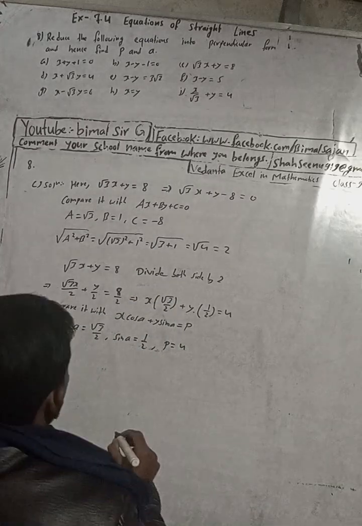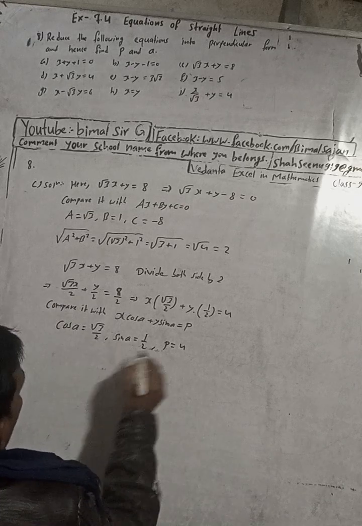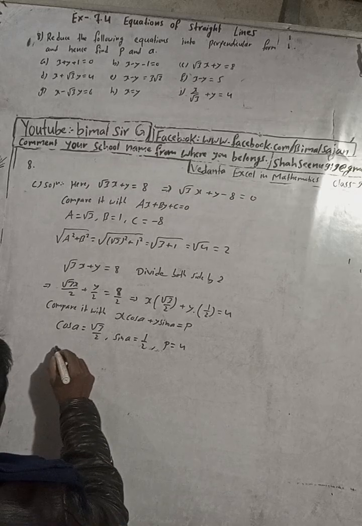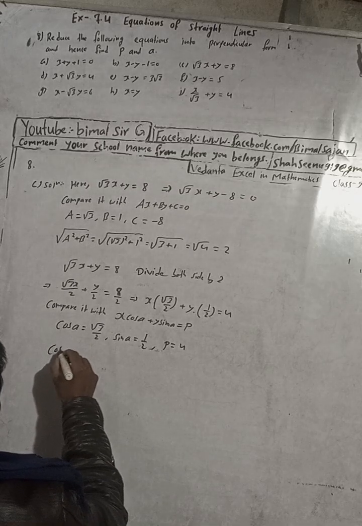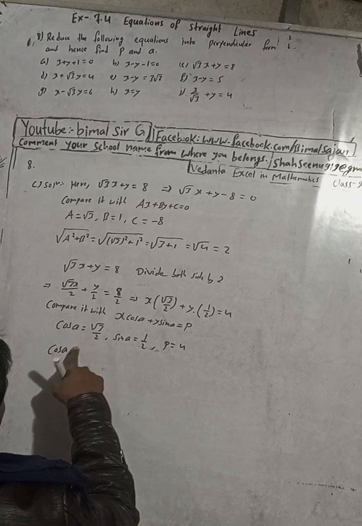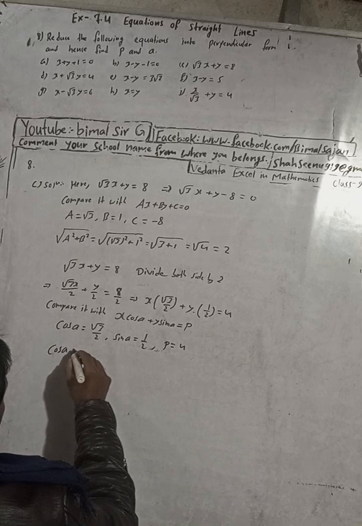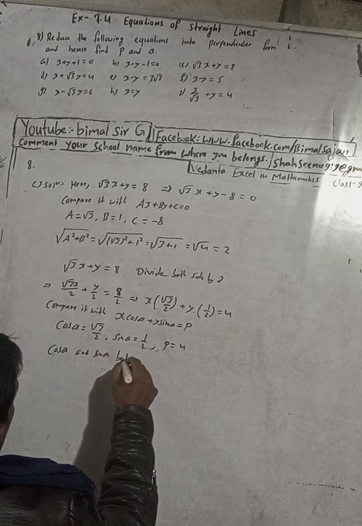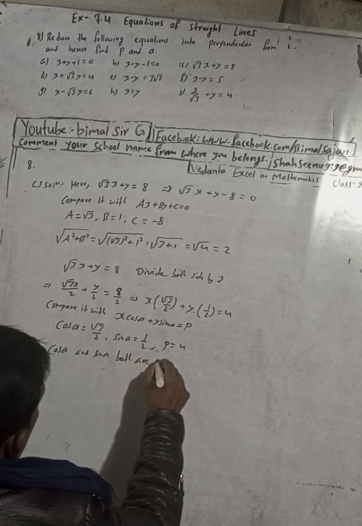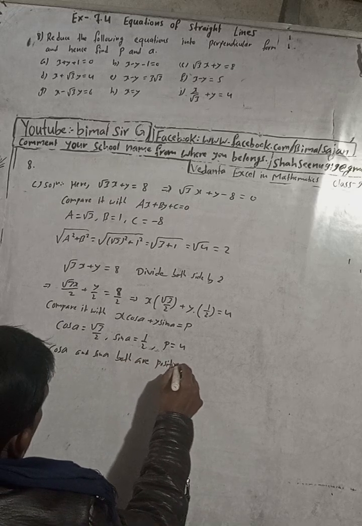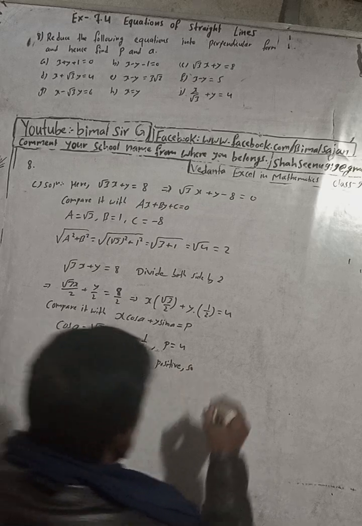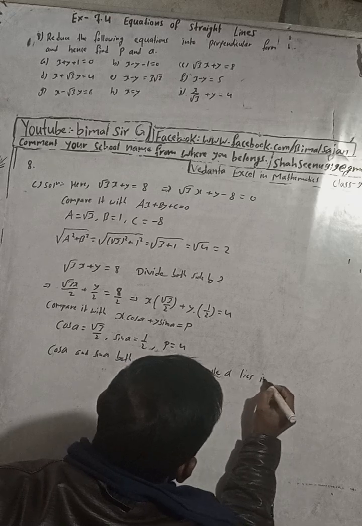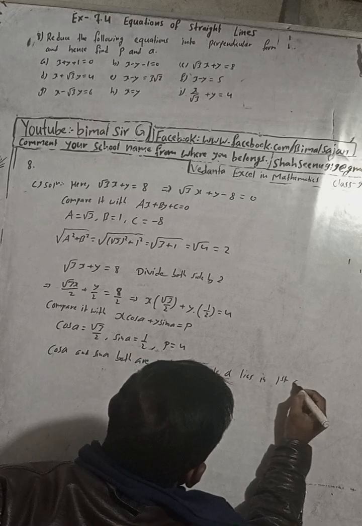What you can do here now, both are positive. Both cos alpha and sin alpha are positive, so angle alpha lies in the first quadrant.